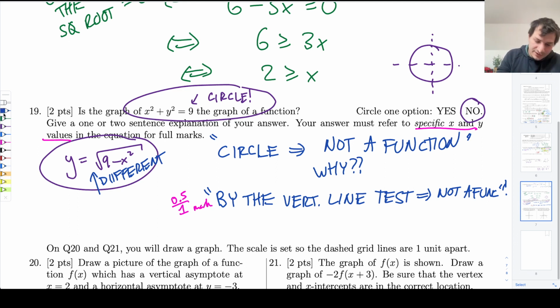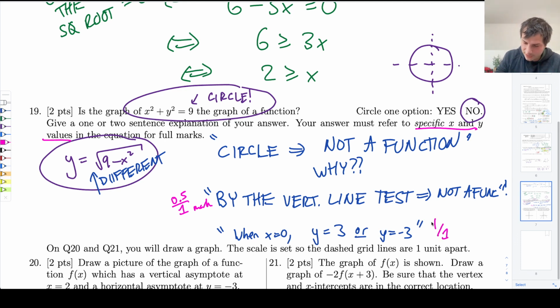For full marks, to get the full mark, you had to give specific x and y values. So for example, you could have done when x equals 0, the vertical line at x equals 0, y equals 3, or y equals minus 3. That would be the full mark. 1 out of 1. So the 2 points in this question, 1 point was for the yes or no, and 1 point was for your explanation.